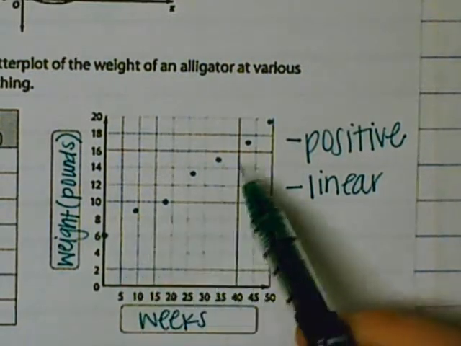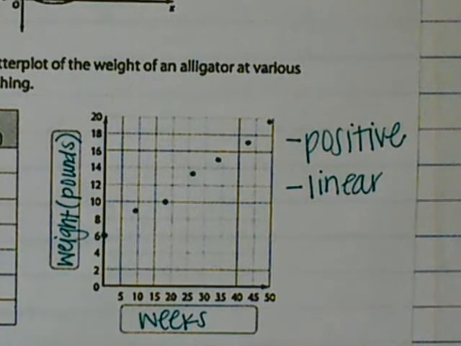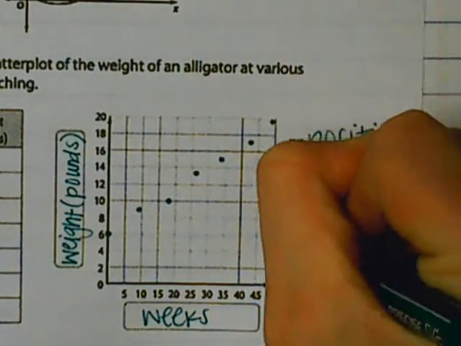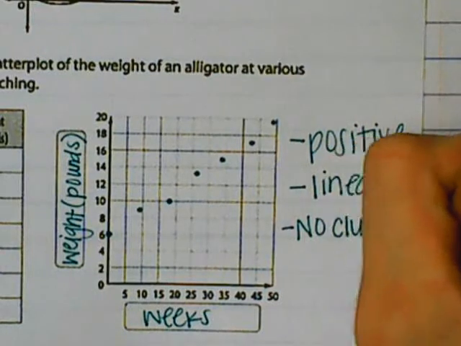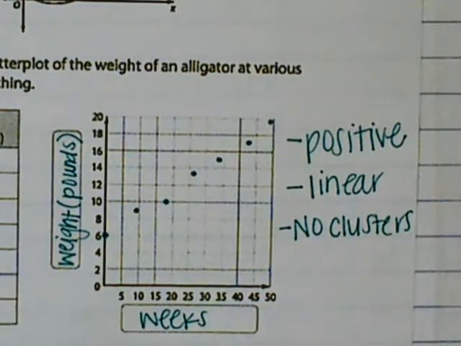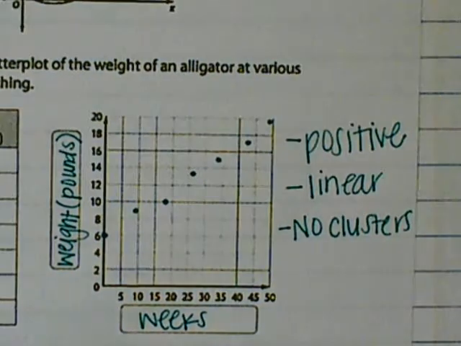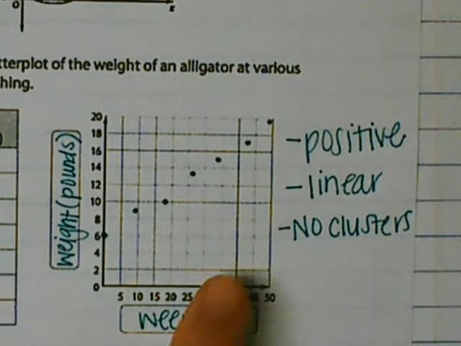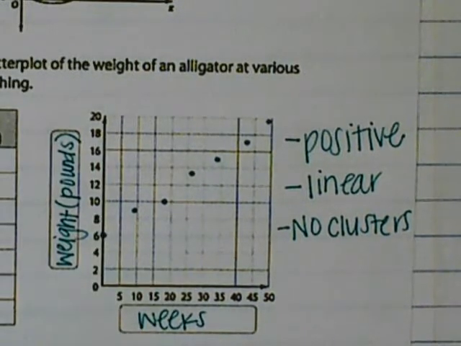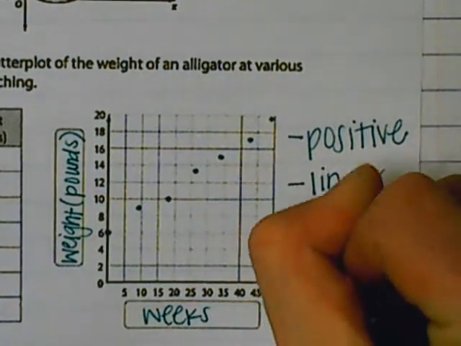I don't see any tight groups. They all seem about the same distance apart, so we would say there are no clusters. And they all seem to be staying in the same general area, same line. There aren't any guys hanging out on the far away side, so we would say there are no outliers.